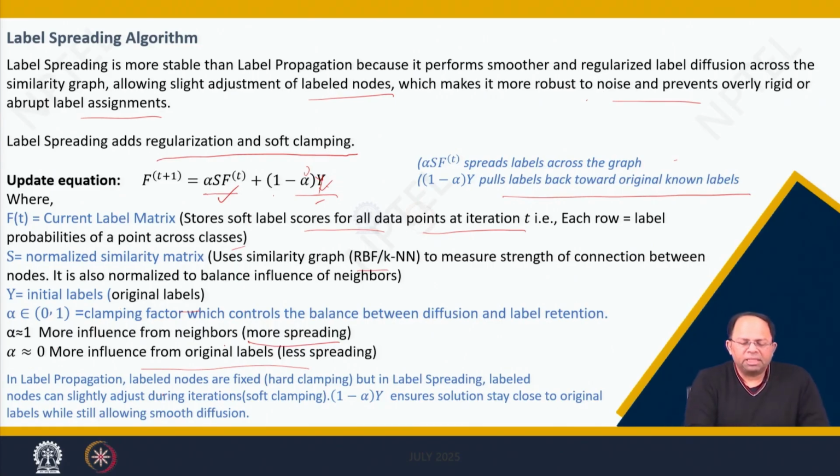So in label propagation, labeled nodes are fixed, which is hard clamping. But in label spreading, labeled nodes can slightly adjust during iteration, so it is called soft clamping. And (1 minus alpha) times Y ensures solutions stay close to the original labels while still allowing smooth diffusion of the labels.